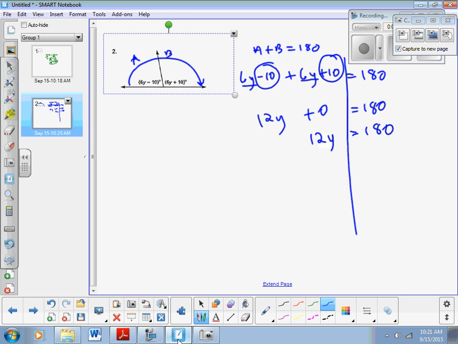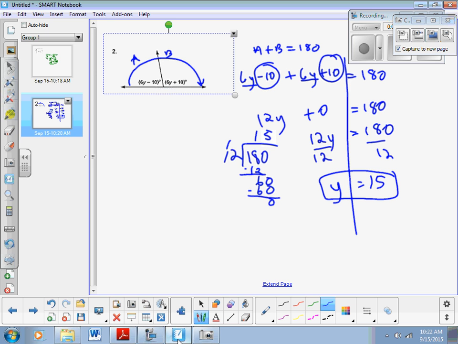How do you finish that? 180 divided by 12. 12 goes into 18 once with the remainder of 6. 12 goes into 65 times. 5 times 2 is 10. Carry over the 1. 5 times 1 is 5 plus 1 is 6 with the remainder of 0. So y is equal to 15. I know I went pretty quickly on those, but again, you guys have all of those notes.